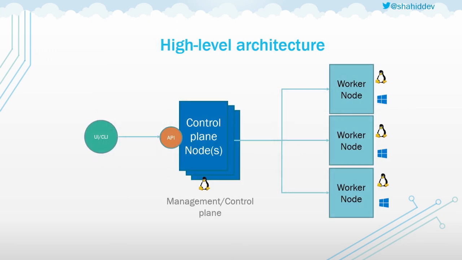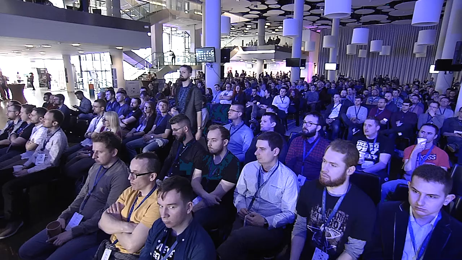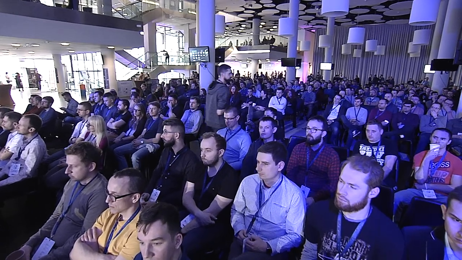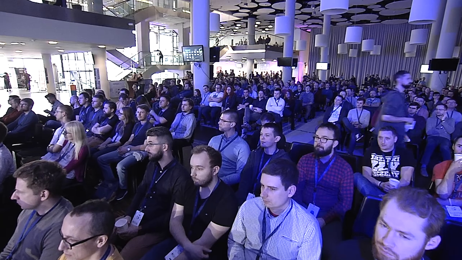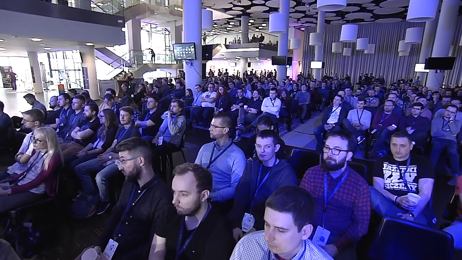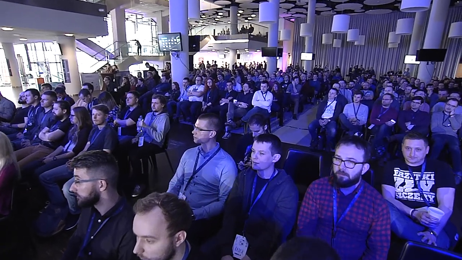So at a high level, Kubernetes is like many distributed systems. It's comprised of a control plane and a data plane. The control plane is essentially a highly available number of nodes that exposes an API, and you talk to Kubernetes through that API. And then we have the data plane, the worker nodes, where you actually run your containers.